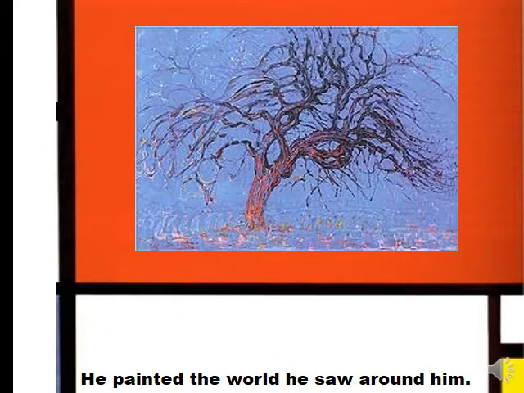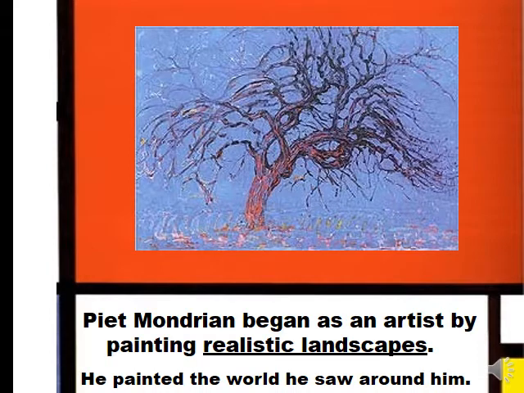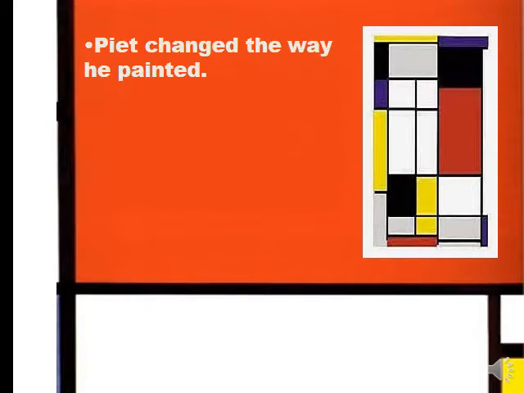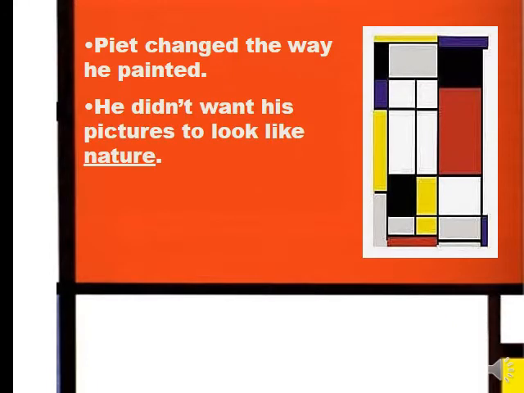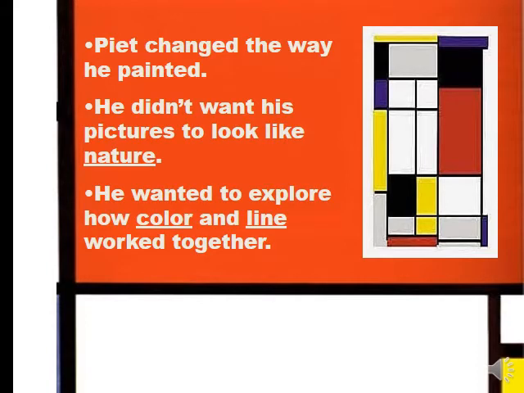So Piet Mondrian painted the world he saw around him. He began as an artist by painting realistic landscapes. He started by painting trees, houses, all the objects that he saw around him. Then Piet changed the way he painted. He didn't want his pictures to look like nature. He wanted to explore how color and line work together.